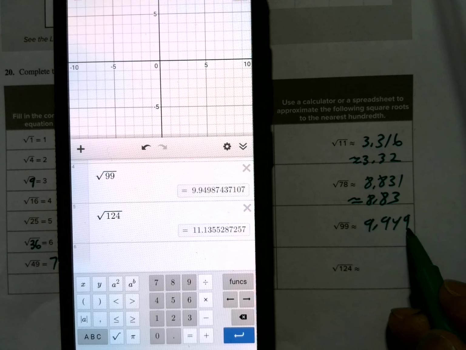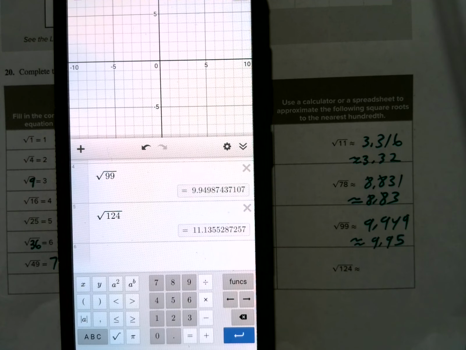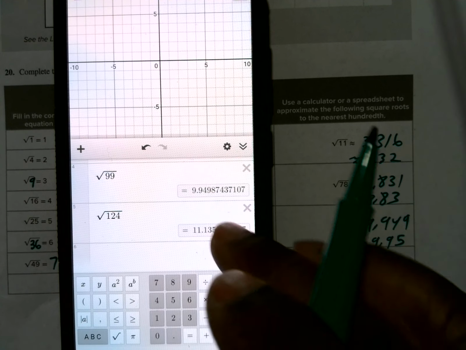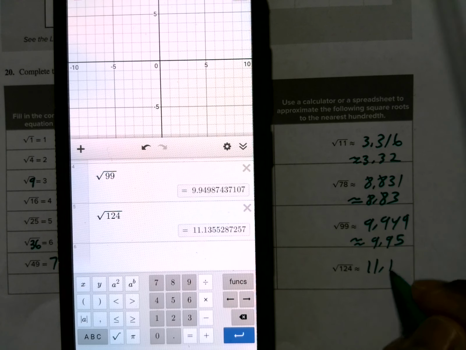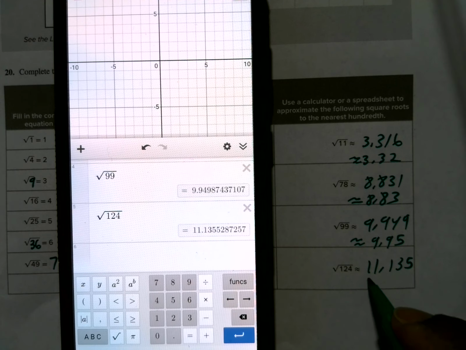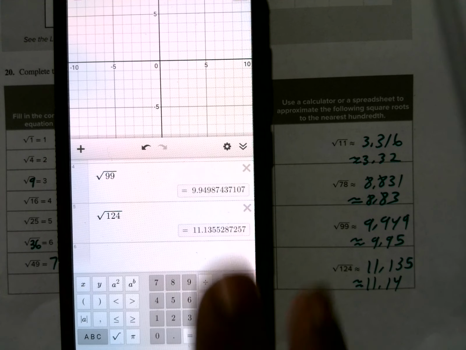And we know this third number is 5 or more, so it'd be approximately 9.95. And then last but not least, the square root of 124, we'll put 11.135, round to that second decimal place, so it'd be 11.14.